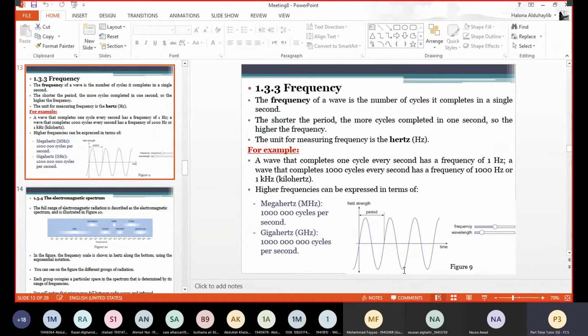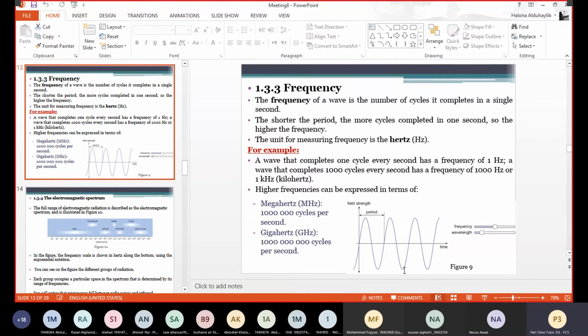The frequency, which is a characteristic of the wave, refers to the number of cycles in a given time, in a single second. So how many cycles in 1 second is referred to as the frequency. The shorter the period, the more cycles completed in 1 second. So if you reduce the period, you will get more cycles in 1 second. This means you will get a high frequency.